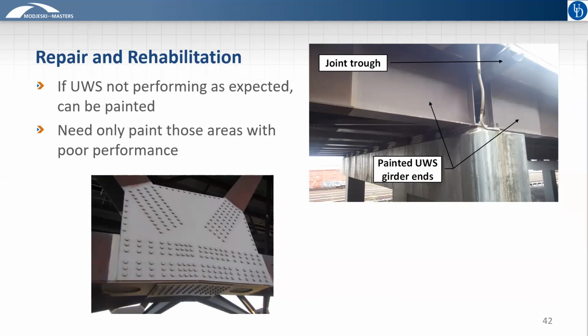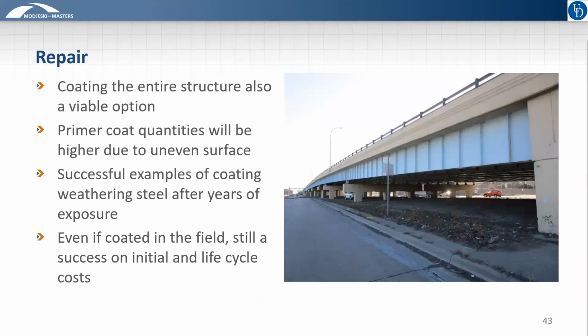bridge. On the left is a joint and a truss that wasn't performing quite as well, so that localized area was painted to prevent localized corrosion. Next slide. And you can do this for the whole bridge as well. If for whatever reason it's not living up to your expectations, this has been done in the past with no apparent difficulties. This first coat of paint is going to take a lot more paint than it would if it was just a blast surface because of the uneven properties of that.